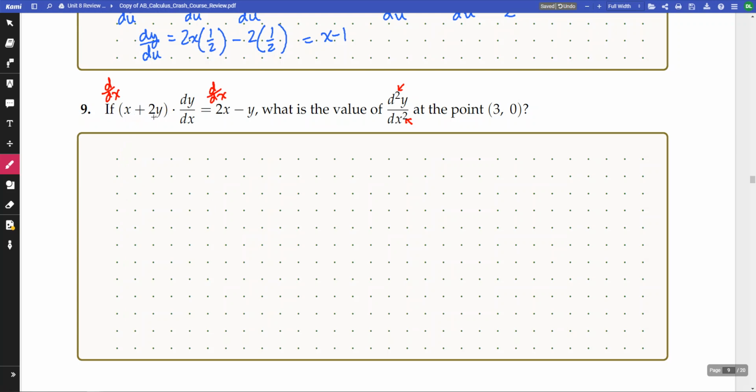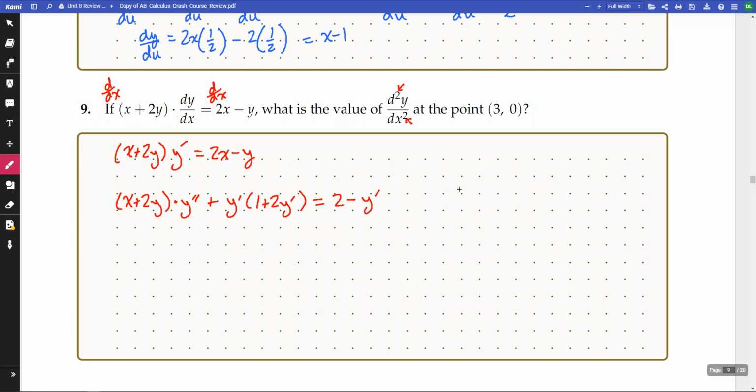So for the first one, I'm going to rewrite this to make it easier to consider. I'm going to say x plus 2y times y prime equals 2x minus y. Okay, so if I'm going to differentiate the left side, I have the product rule. X plus 2y times the derivative of y prime, which will be the second derivative, plus y prime times the derivative of x plus 2y, which would be 1 plus 2y prime. And then that's going to equal the derivative of the right side, which would be 2 minus y prime.